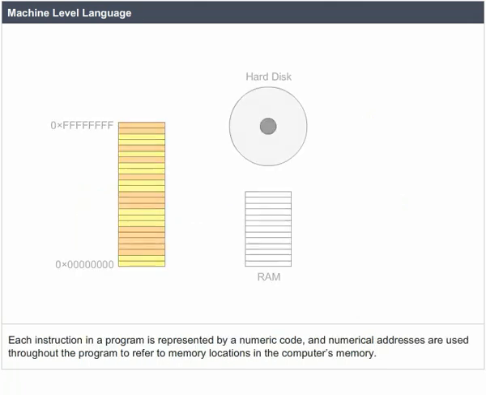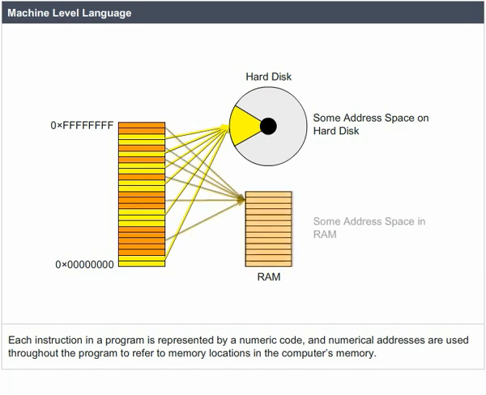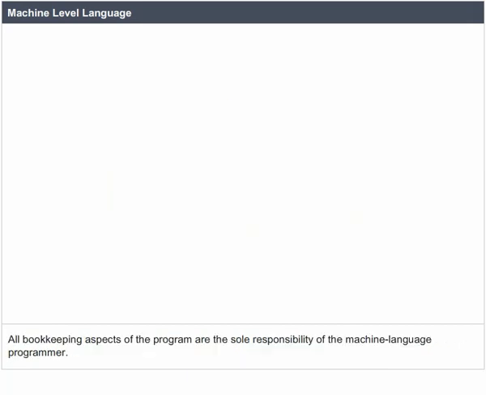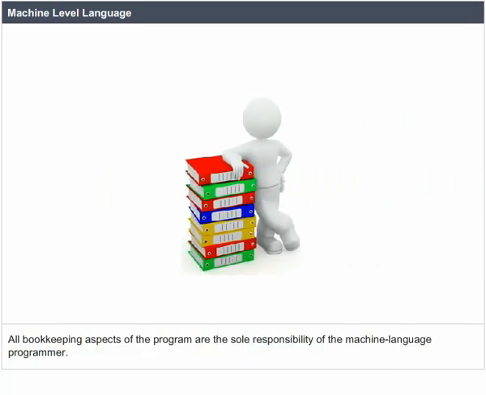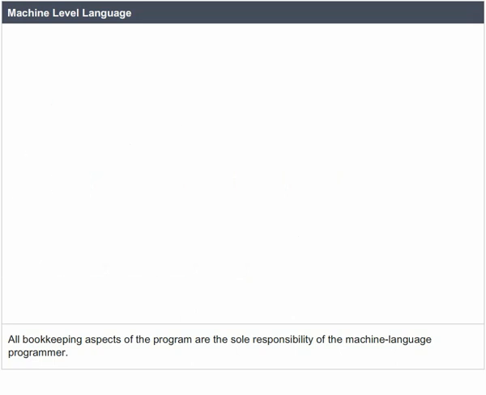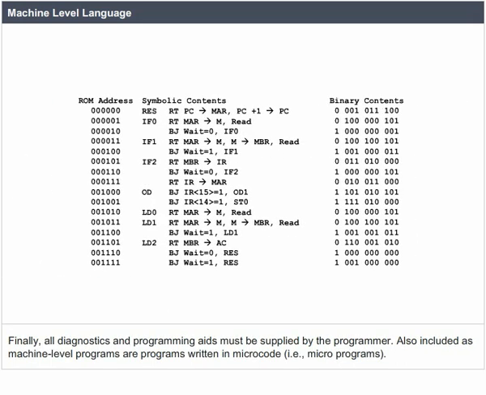Each instruction in a program is represented by a numeric code, and numerical addresses are used throughout the program to refer to memory locations in the computer's memory. All bookkeeping aspects of the program are the sole responsibility of the machine language programmer. Finally, all diagnostics and programming aids must be supplied by the programmer.